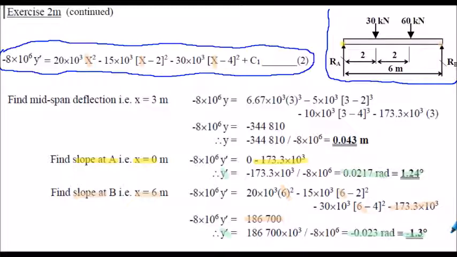So we've used Macaulay's method there to find the central deflection of the beam shown here and to find the gradient at the ends of the beam.